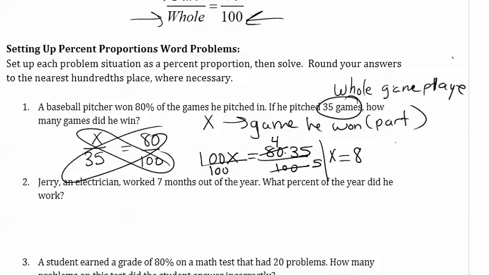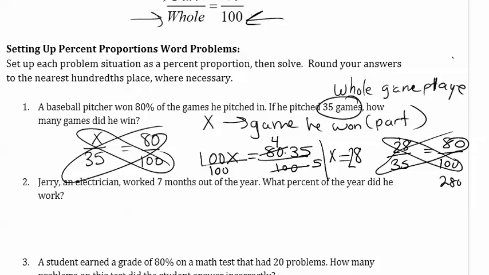And of course you should always put it back in to check it. 28 over 35 is equal to 80 divided by 100. And so the best way to check this, instead of trying to reduce everything, is to cross multiply. So I want to cross multiply 28 times 100. So 28 times 100 is equal to 2800. And then 80 times 35, which is equal to 2800 also.